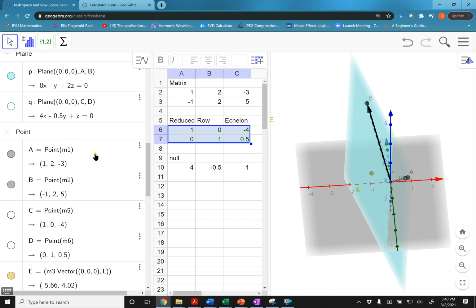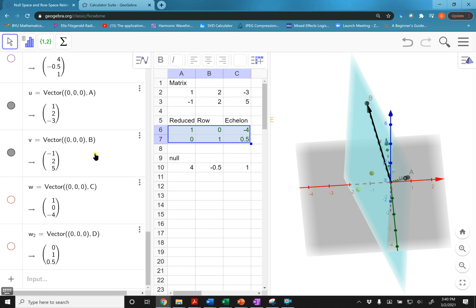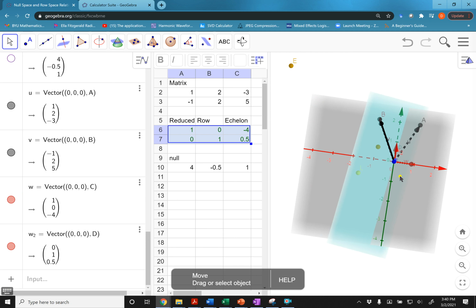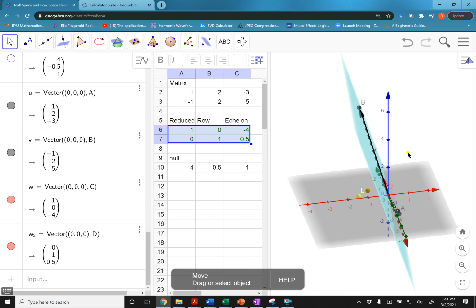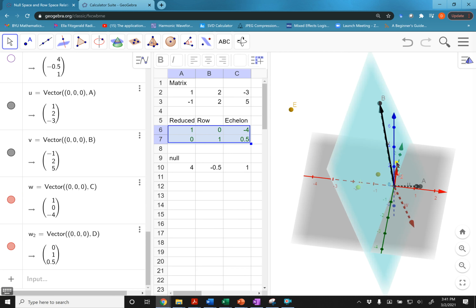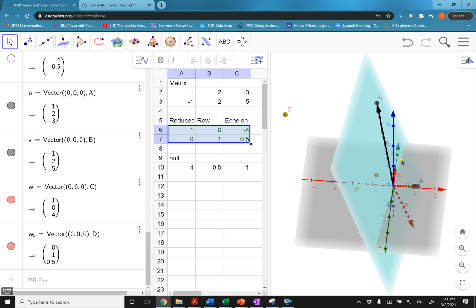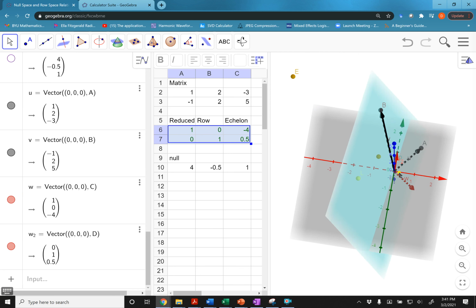And if we go find a few more vectors here. So these two vectors, those two red vectors there, they are the reduced row echelon vectors, and look, they lie in the plane, and they're linearly independent. The span of those is the same as the span of the originals. Okay.